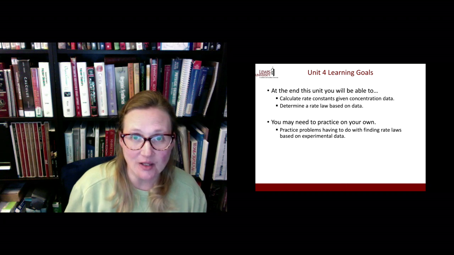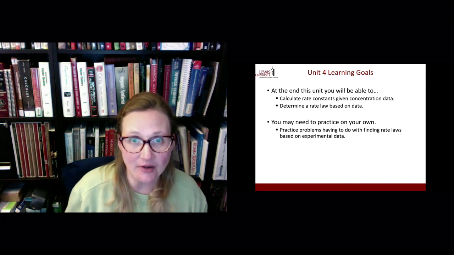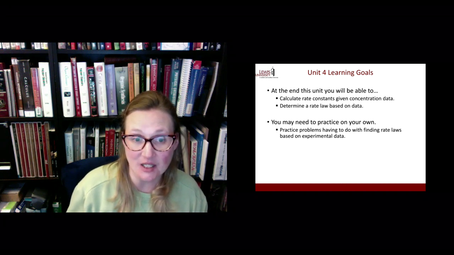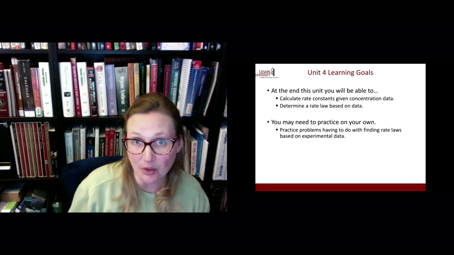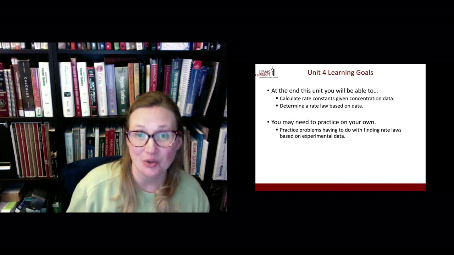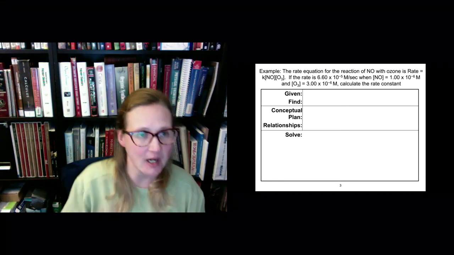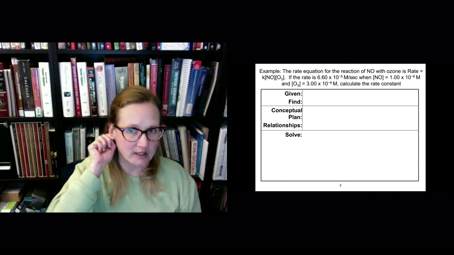This is a rather difficult concept, and it may take some practice on your own to determine these rate equations based on experimental data. You might have to dig a little deeper on your own to come up with these rate laws. Okay, so I want to start with an example.